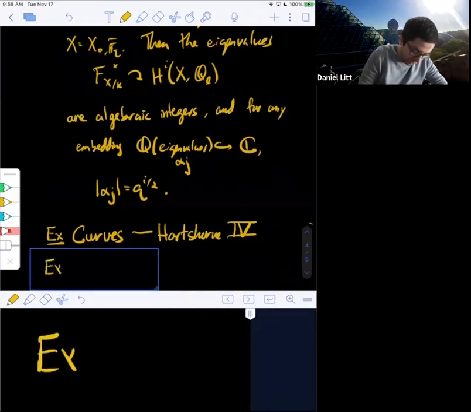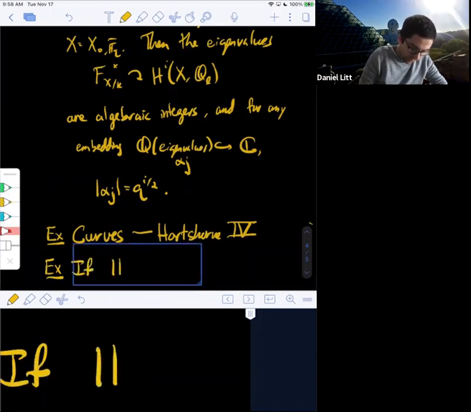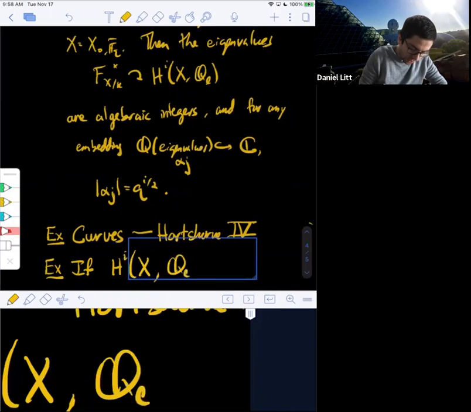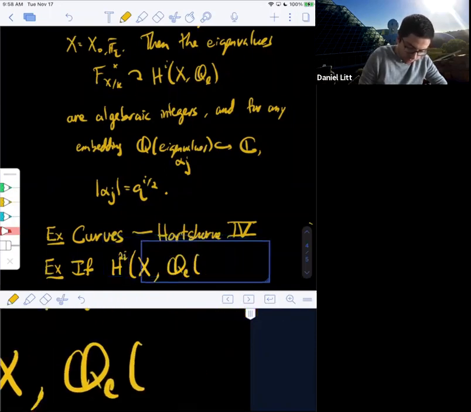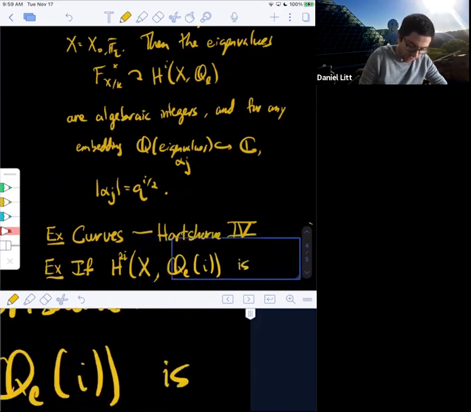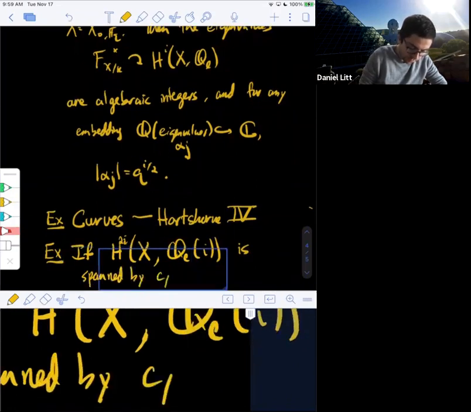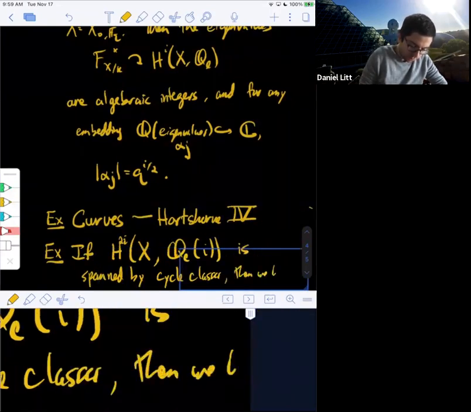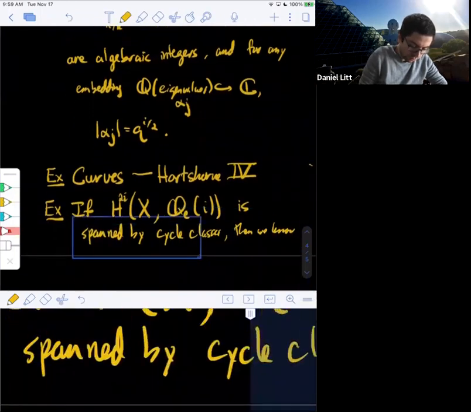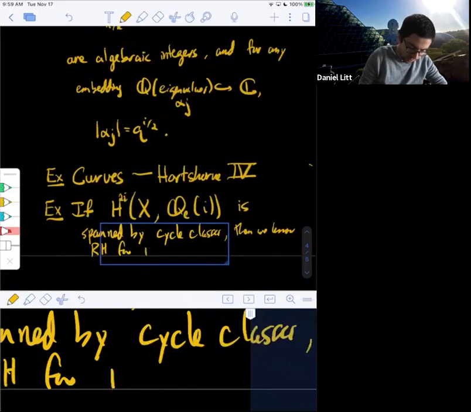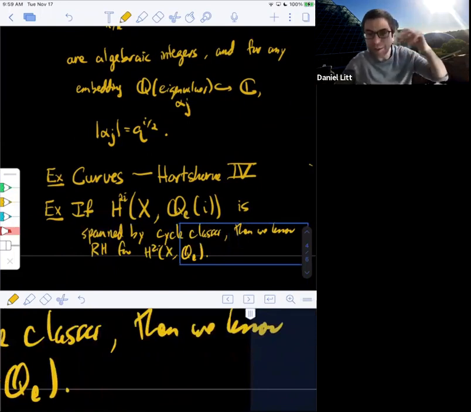Another example, and this one is a little easier, is if H^{2i}(X, Q_l(i)) is spanned by cycle classes, then we know our statement for H^{2i}(X, Q_l). Can anyone explain to me why this is?